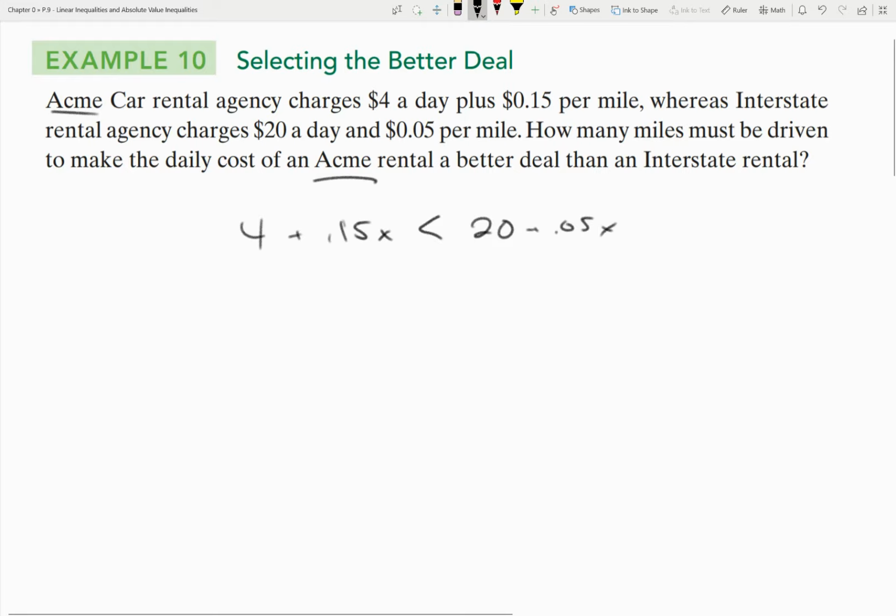Nothing much here to do except isolate the variable, do the same things we usually do. Subtract 5 cents times x, subtract the 4 from both sides, and we get 0.1x is less than 16. Divide it out, and so x is less than 160. So if you drive less than 160 miles, the $4 plus 15 cents a mile is cheaper than the $20 plus the other one, right? If you drive 160 miles, they are exactly equal.